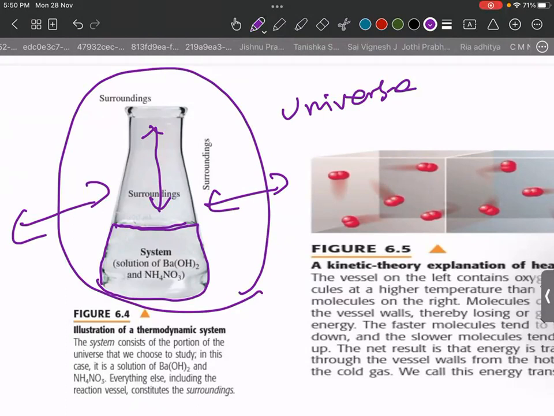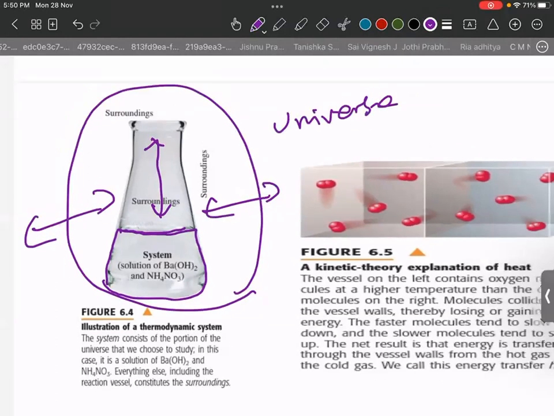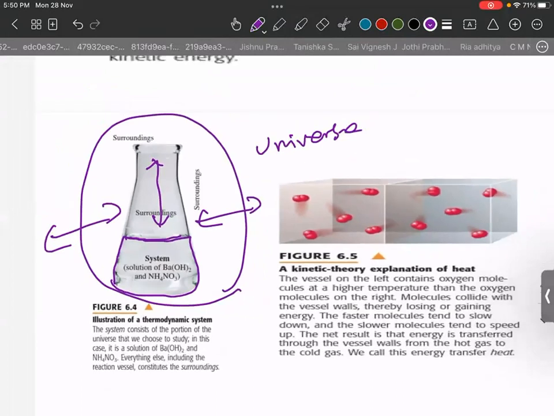So I am taking 10 ml of water and 1 gram of sugar, and I am mixing in a glass tumbler. Then what is the system? In the glass tumbler, the 10 ml of water plus sugar is the system. The rest of the glass tumbler becomes the surrounding. Is it okay? Is it clear?